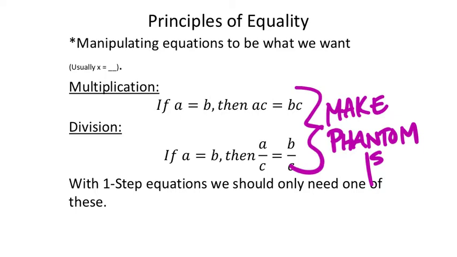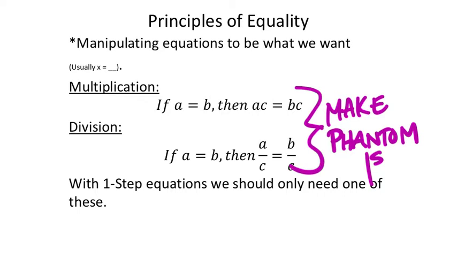Now, how do we get phantom ones from values? Think about it like this. Remember, this is saying that if you got something that equals something else, they may not look the same, but they are the same. They're equal in value. If you multiply both sides by the same thing, you still have a statement that's still true. Or if you have x plus 5 equals 19, and you divided both sides by the same thing, you'd still maintain a true statement, okay? But again, we only use these to make phantom ones.